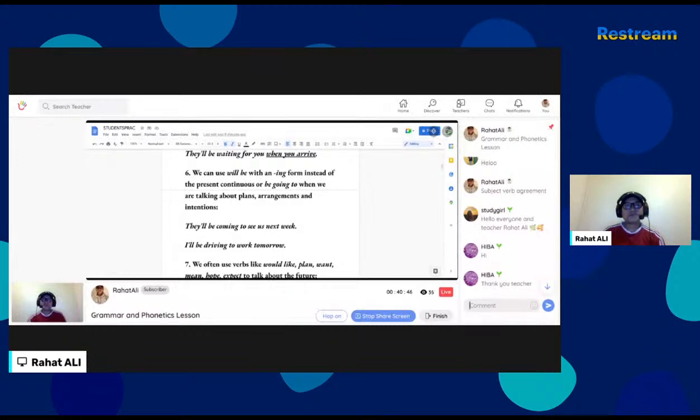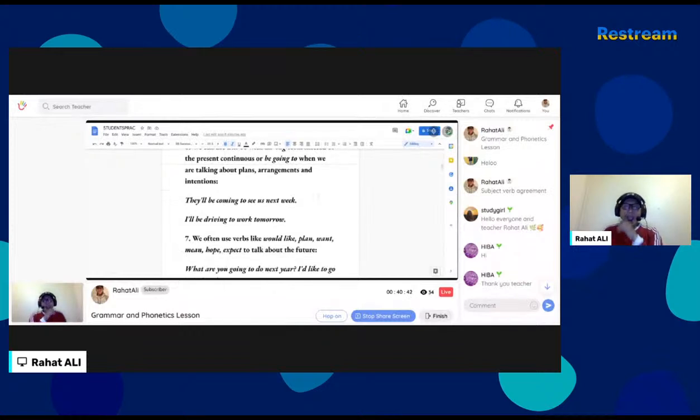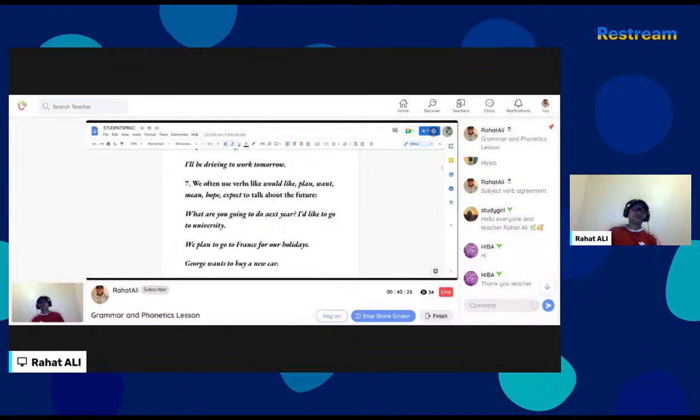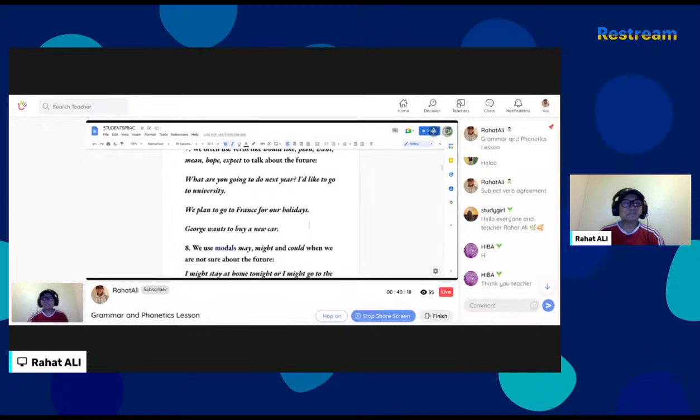Okay. Number 7. We often use verbs like would like, plan, want, mean, hope, expect to talk about the future. What are you going to do next year? I would like to go to university for my higher studies. I'd like to go to university for my higher studies.